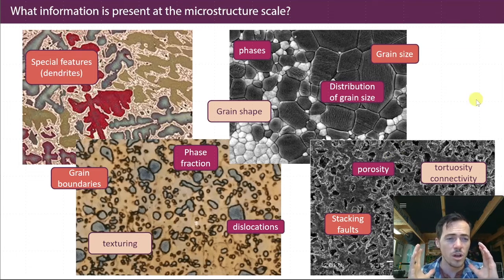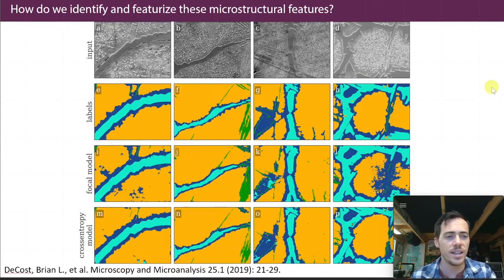So tons and tons of structural information, which could be featurized to our benefit, because certainly these things matter, right? We know that they matter for properties. We just need a way to represent them effectively for our machine learning models. So how do we identify and featurize them is largely an open question right now.